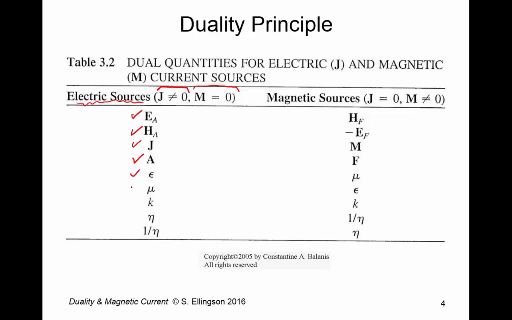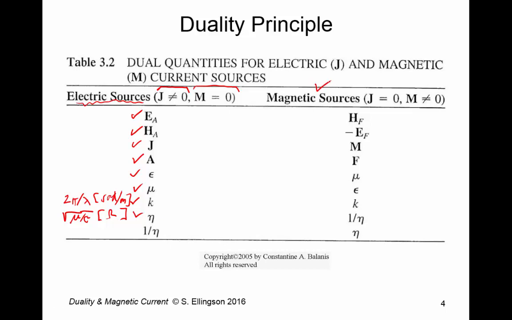The permittivity, the permeability, the wave number, right? That's 2 pi over lambda, has units of radians per meter. The wave impedance, that's the square root of mu over epsilon, has units of ohms. And then the admittance, we can have a wave admittance. It's just a reciprocal of the wave impedance.